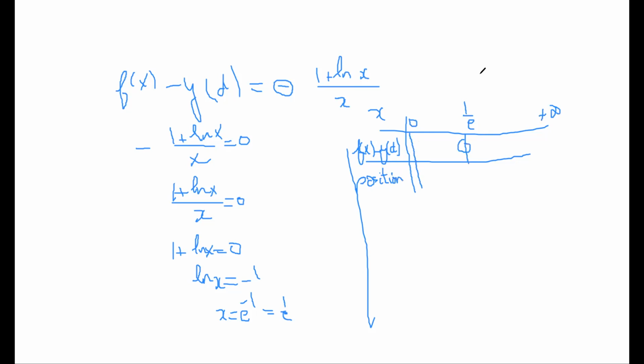if I take x equal 1, we replace x by 1, and the expression f(x) minus y_D will be minus (1 plus ln 1) over 1, which is equal to minus 1. Here it is negative, here it is positive. And we study the position: f(x) minus y_D positive, meaning C is above D.